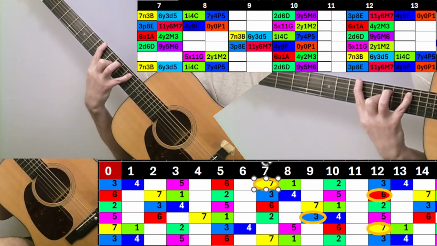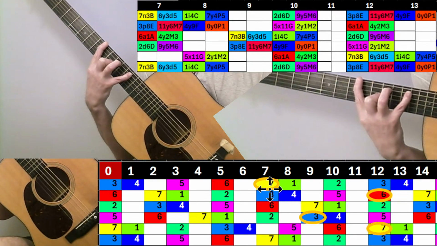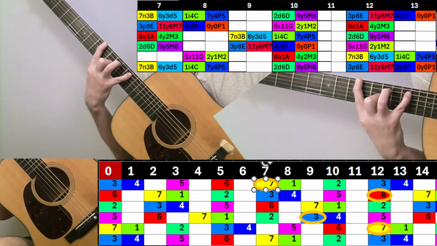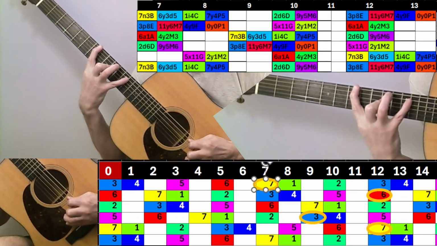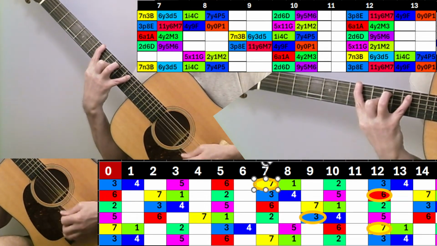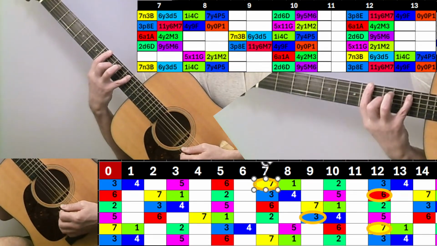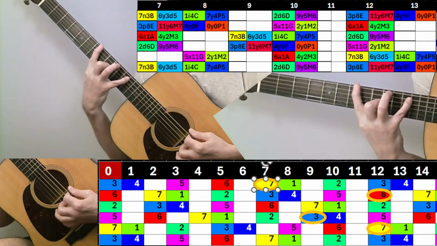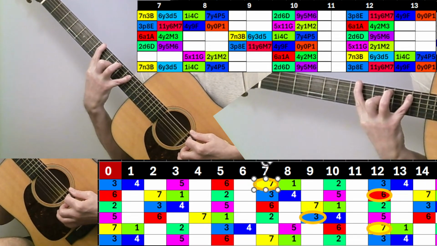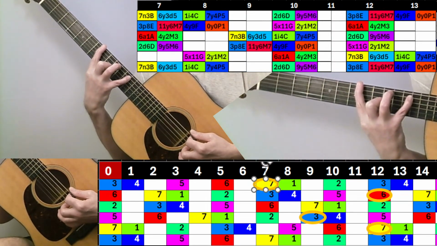So that's kind of interesting because again I get this slide forward where I can move this from the 7 to the 1, resolving a bit more easily up there. From Nashville number 7 to Nashville number 1, which is going from the augmented third modal half step or fourth scale degree to the fourth modal half step or fifth scale degree.